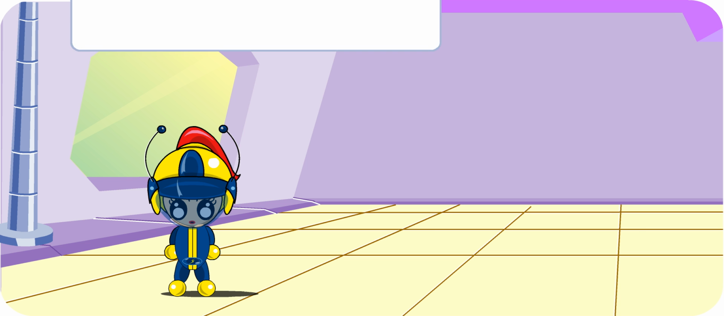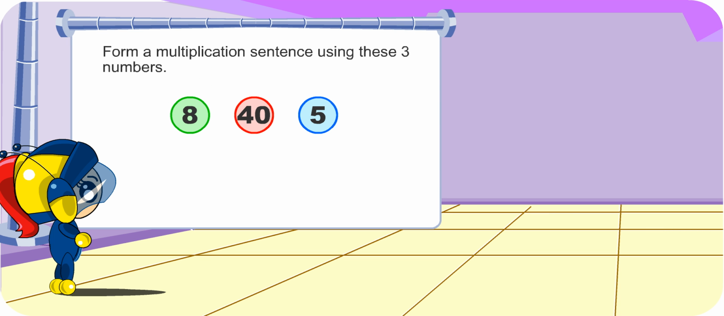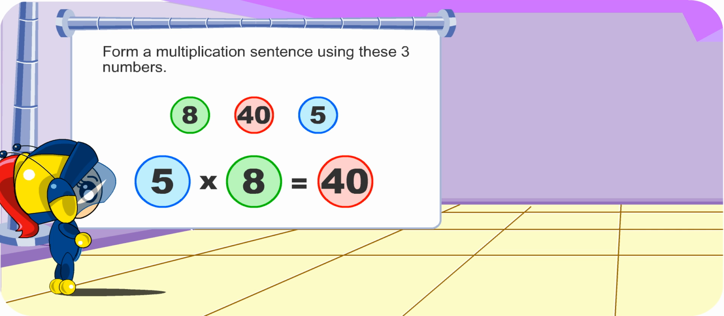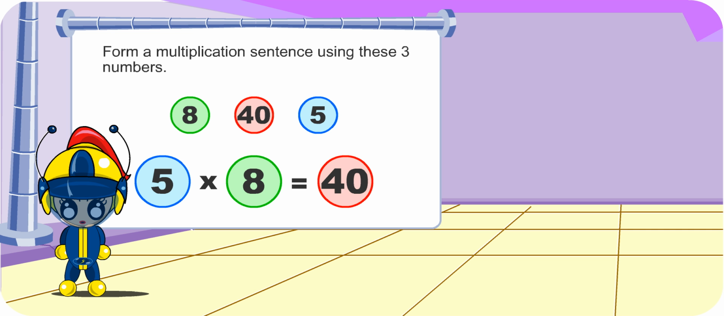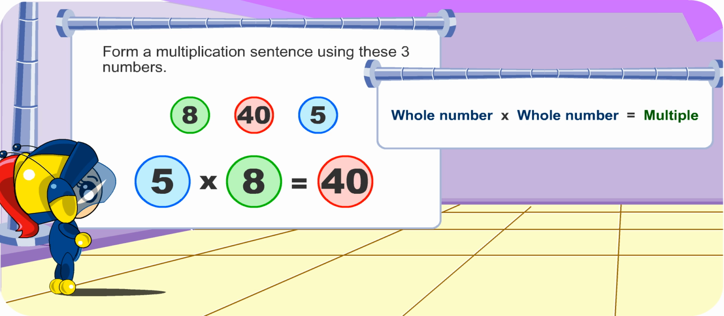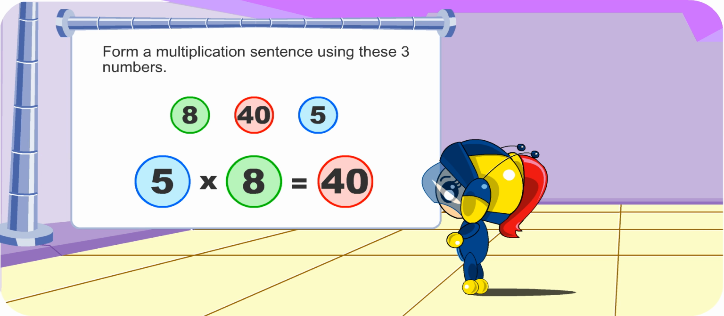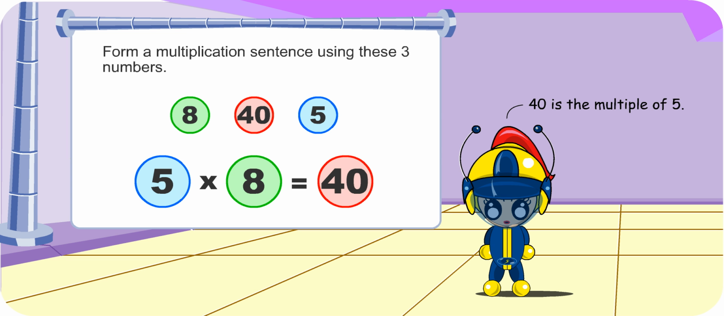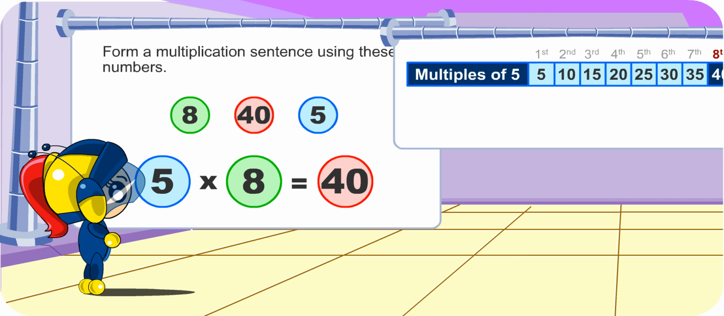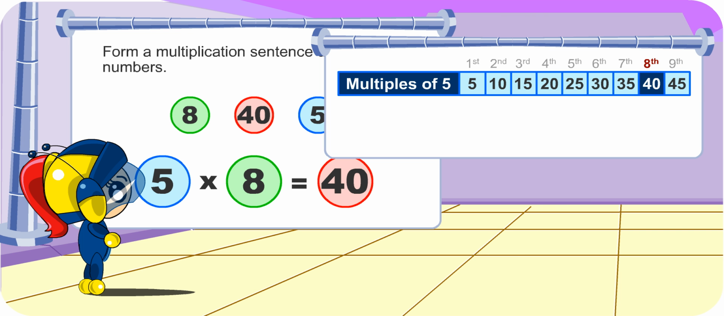Turbo Girl, can you form a multiplication sentence using these three numbers? Let me see. I have got it. 5 times 8 equals 40. That's right. As you know, multiples are obtained by multiplying a whole number by another whole number. Look at the multiplication sentence. What can you say about 40? 40 is a multiple of 5. Yes, to be more precise, 40 is the eighth multiple of 5.